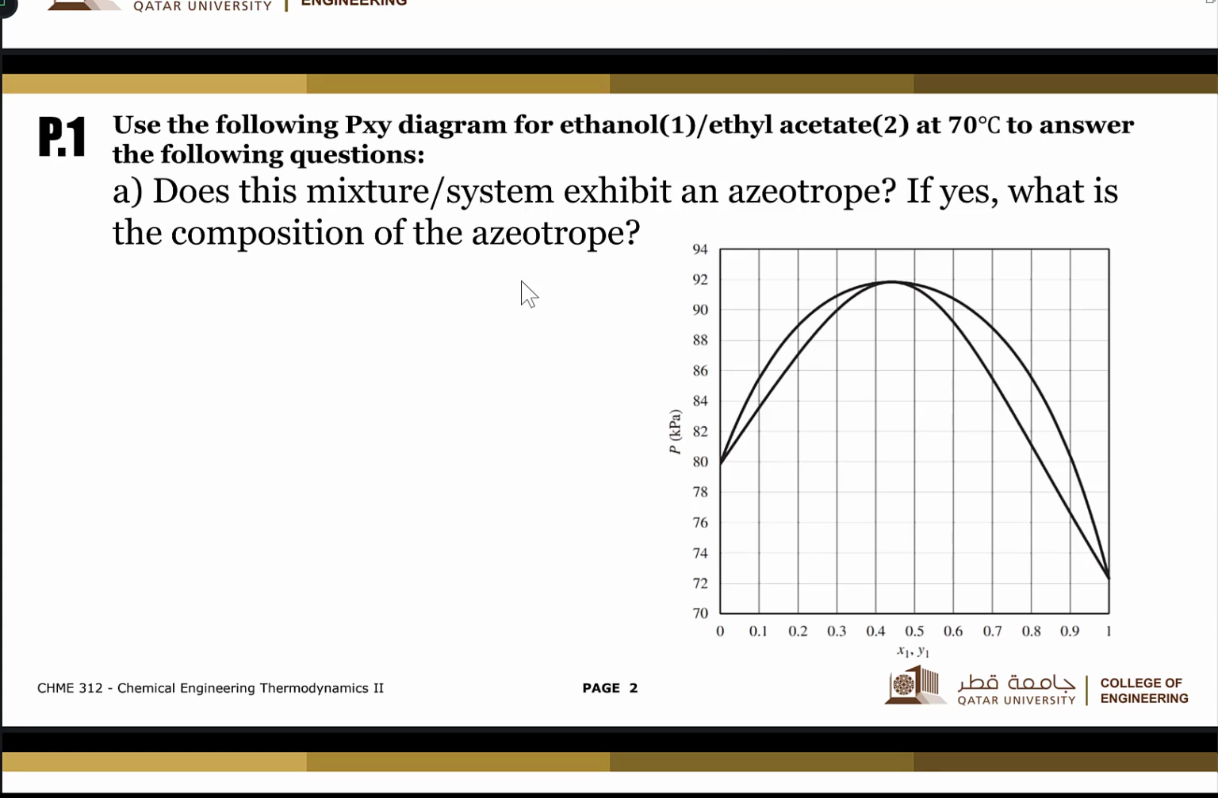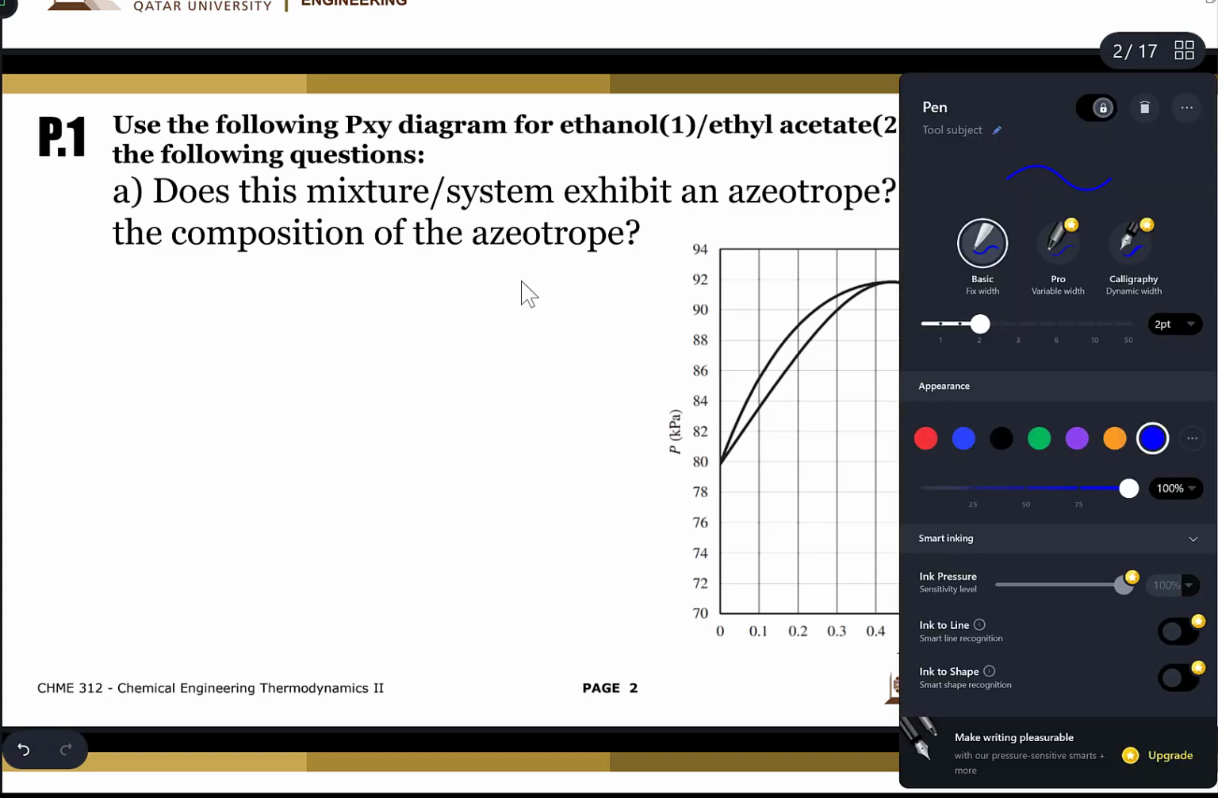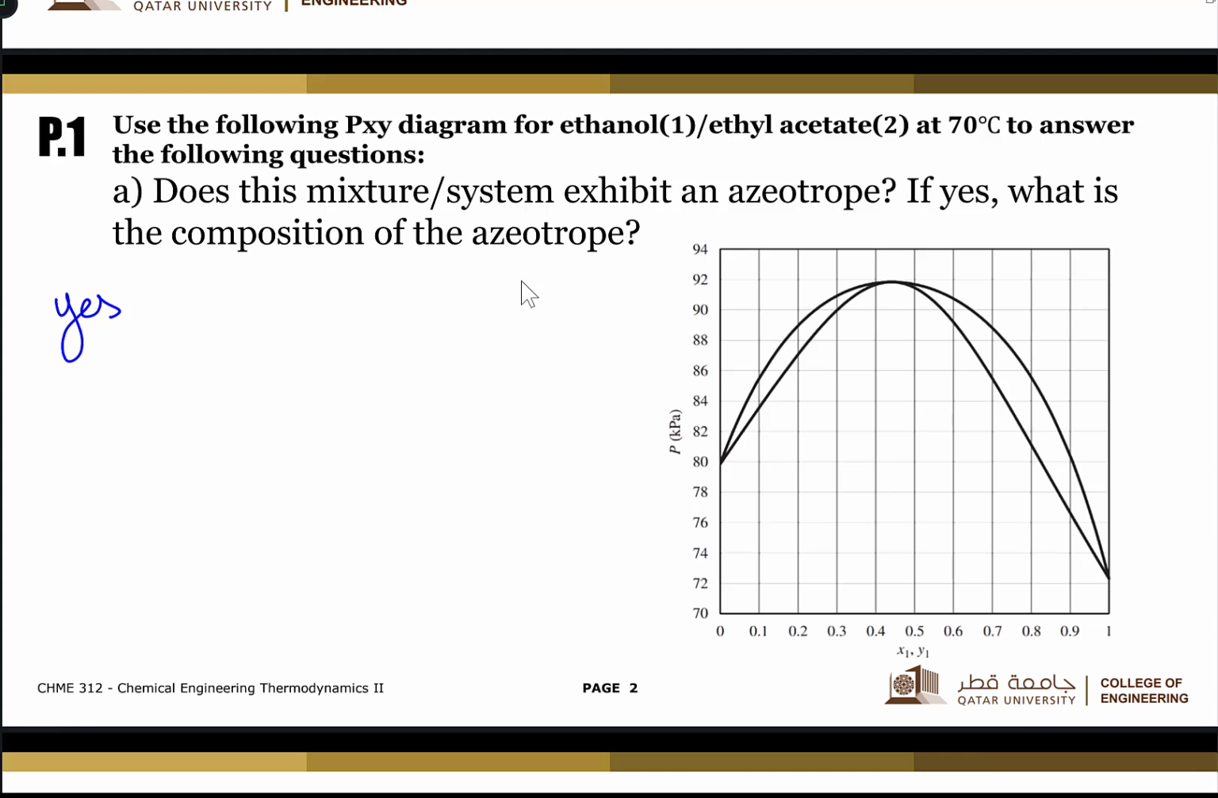Should be straightforward. Do we have an azeotrope? Yes. So in this case, the answer would be yes. And the second part says, what is the composition of the azeotrope? We take this point and we go down, and whatever is on the x-axis there would be my first component. Approximately, in this case, it's around 0.44 or 0.43.